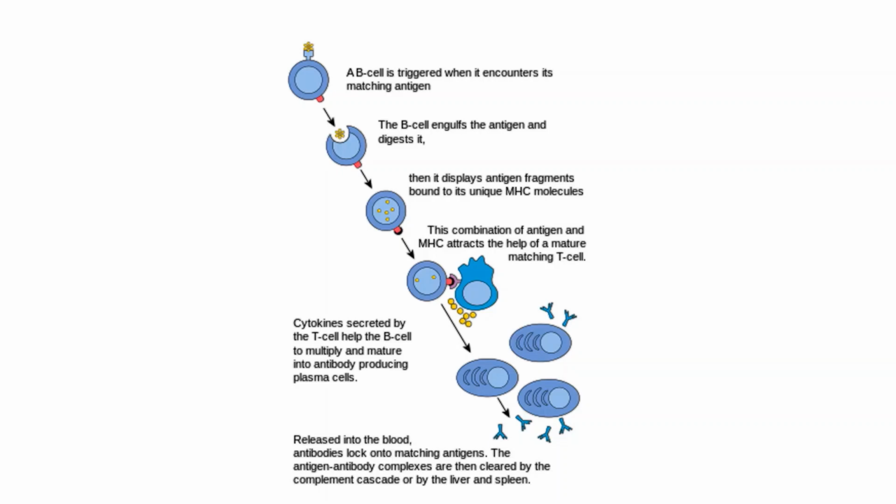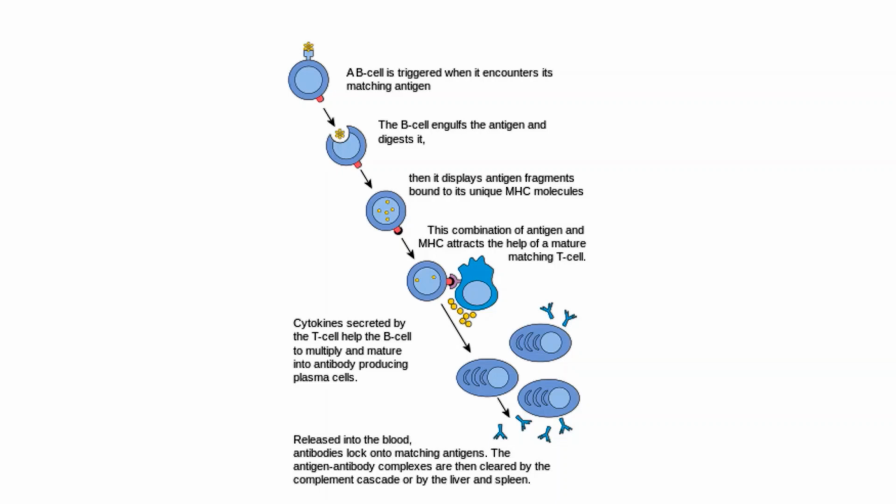It then displays the antigen fragments bound to its unique MHC molecule, or the major histocompatibility molecules. This combination of antigen and the MHC attracts the mature matching T cell. This leads to increased cytokine secretion by the T cell that in turn leads to multiplication of B cells. The B cells end up producing antibodies and plasma cells.